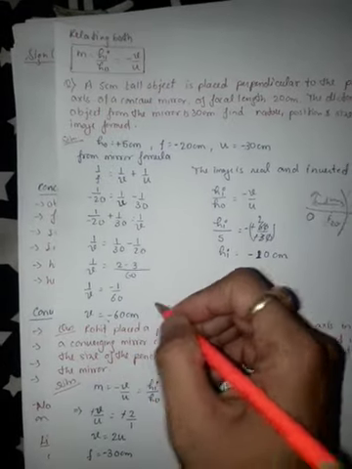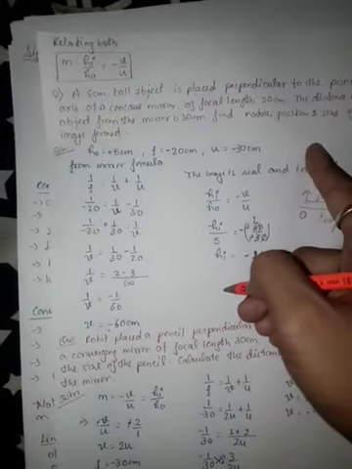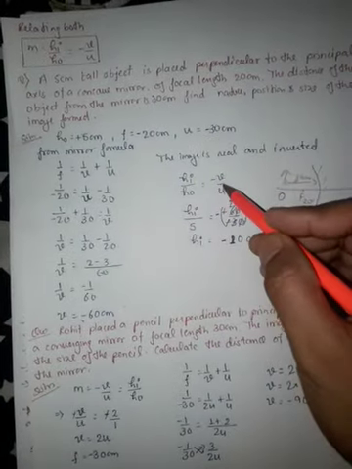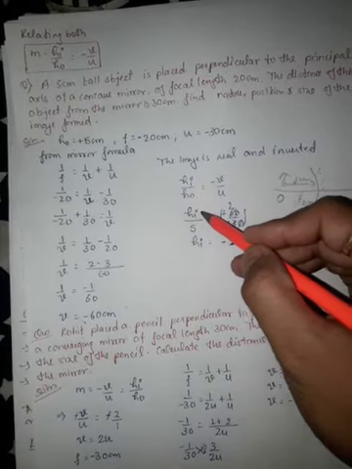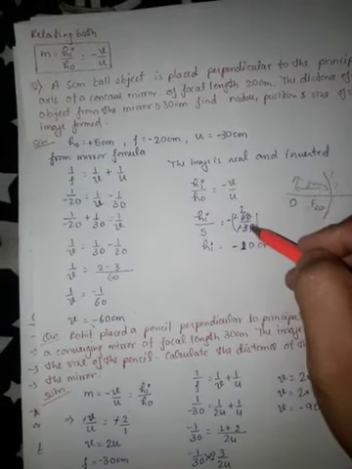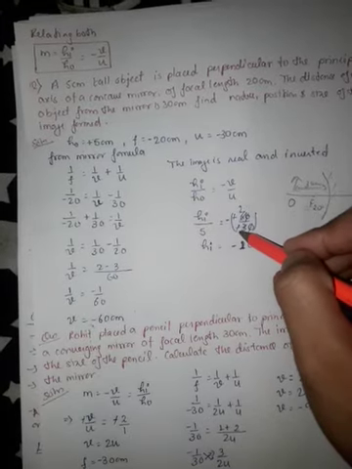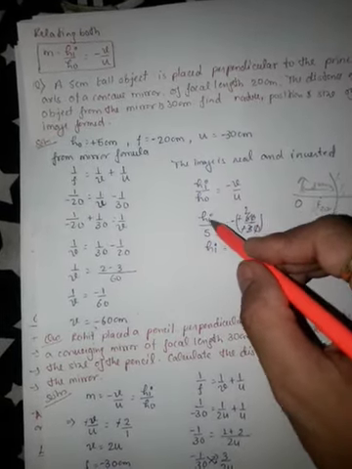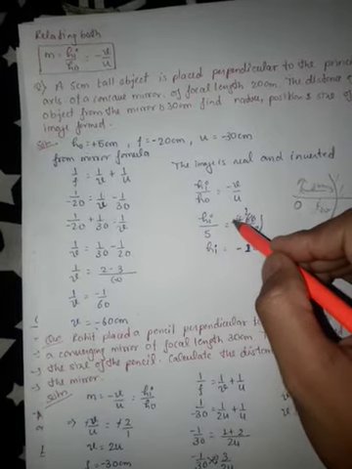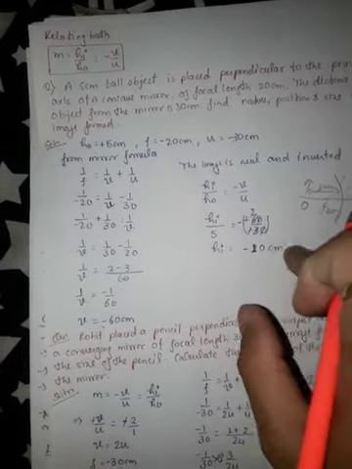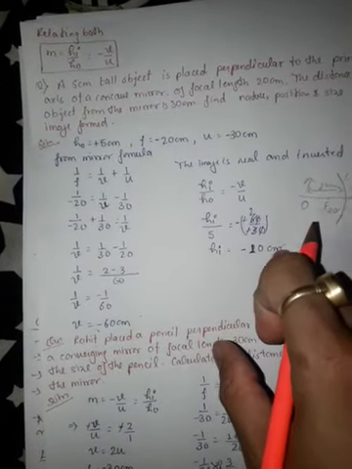Now to find the height of the image, we use the relation hi upon ho equals minus v by u. Hi we have to find, ho is given as 5, v is minus 60 and u is given as minus 30. Minus minus gets cancelled out, 2 into 30 is 60. So we get hi equals 5 into 2, that is 10, with a minus sign, so minus 10 centimeter. That is, the image is real and inverted.